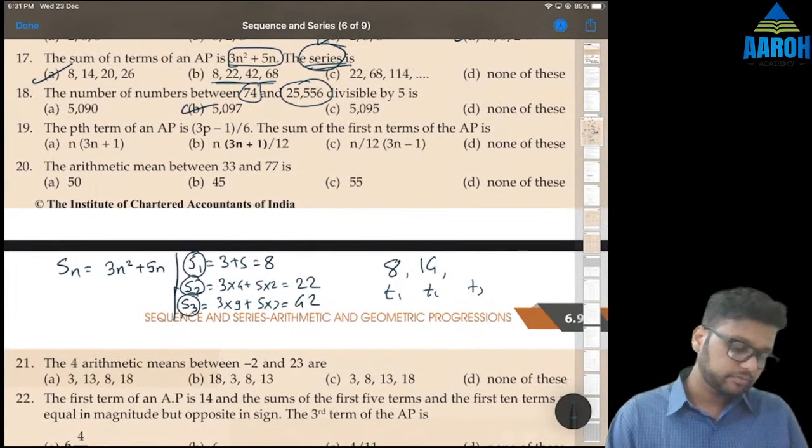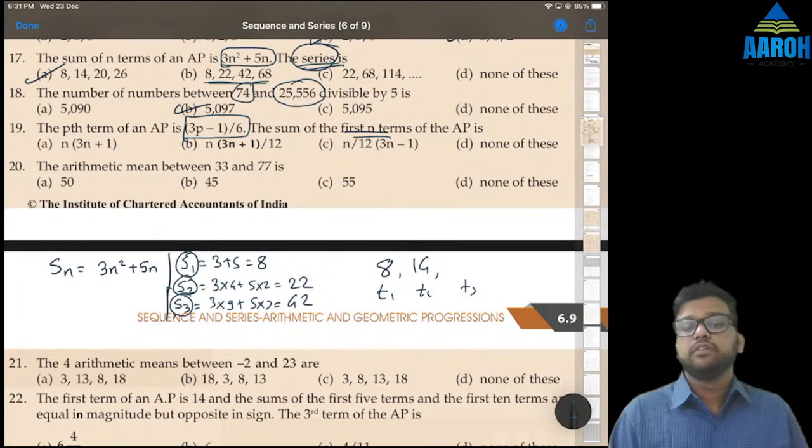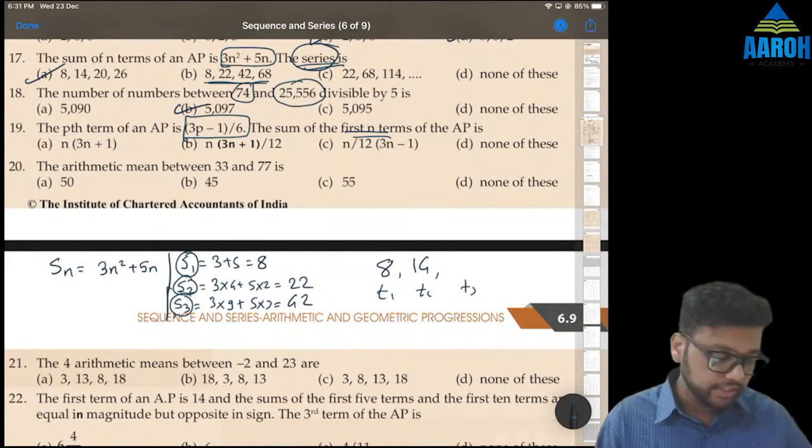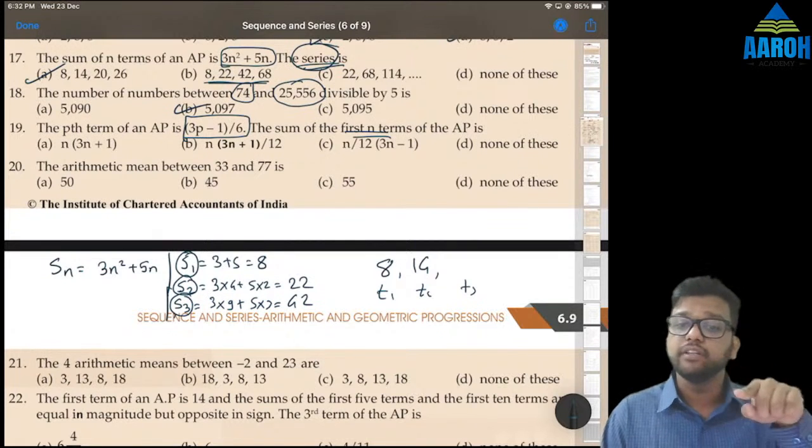Next, the pth term of an AP is (3p minus 1) by 6. What is the sum of first n terms? Okay, now this is confusing, but don't get confused. Akanksha, 18B is correct. Kavya, no, you subtracted 1. You should have added 1.